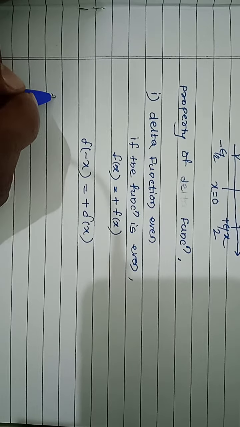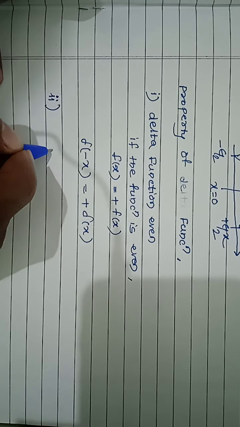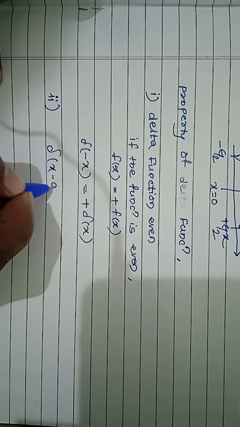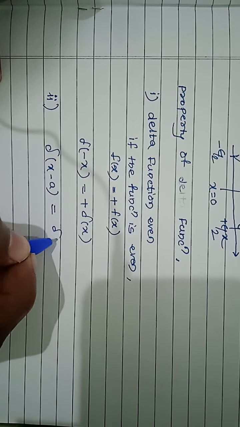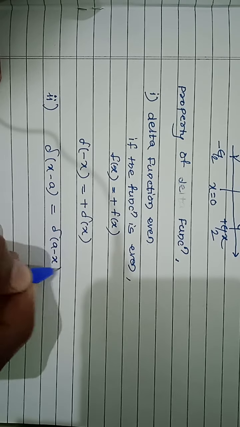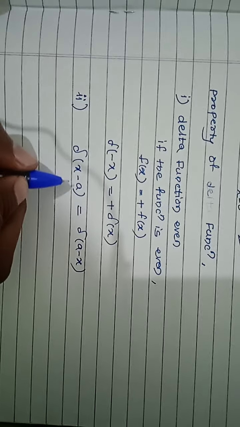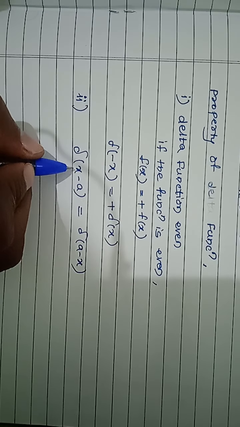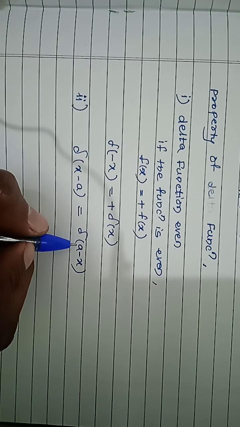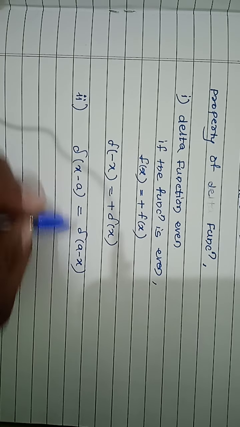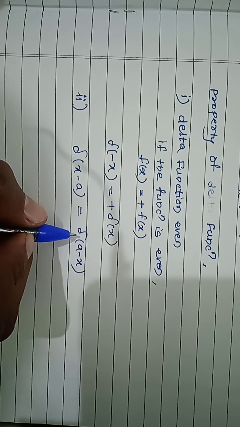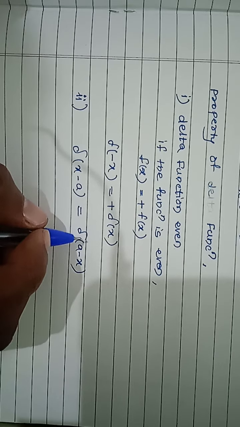The second property of the delta function is: delta of x minus a equals delta of a minus x. It means if you subtract a from x or x from a, then you will get an equal result. This is the second property of the delta function.